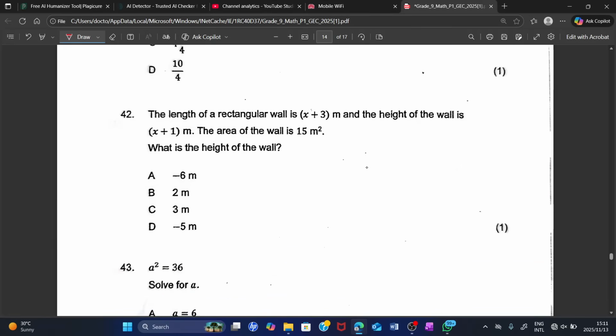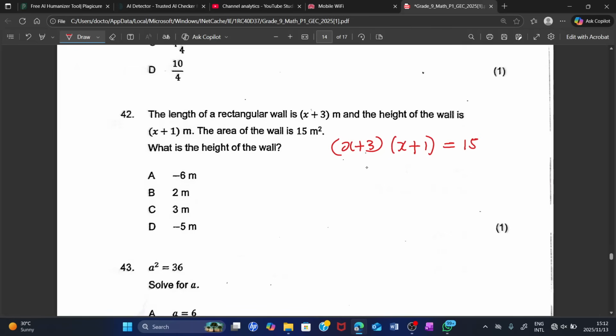Okay, the length of the rectangular wall is x plus 3, and the height of the wall is x plus 1. The area of the wall is that one. What is the height? So you will say x plus 3, x plus 1 is equal to 15.